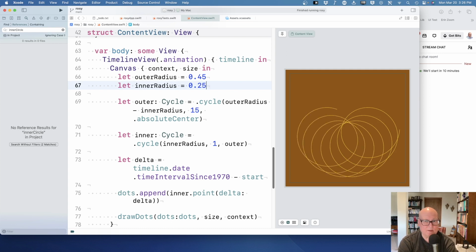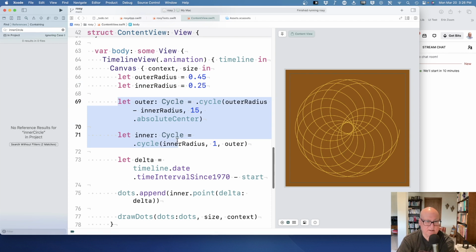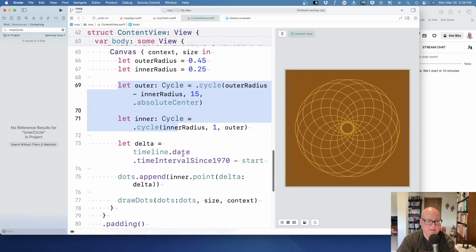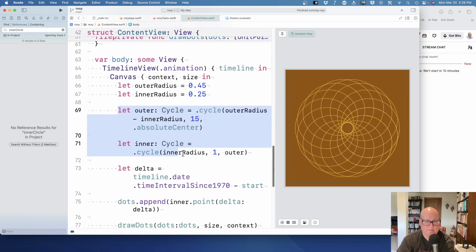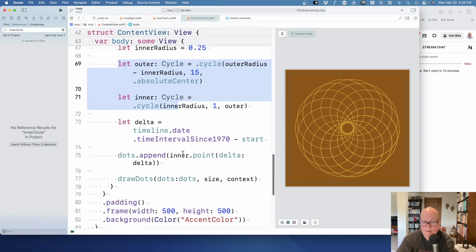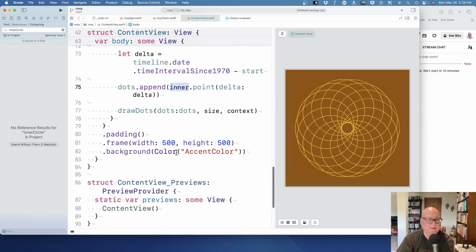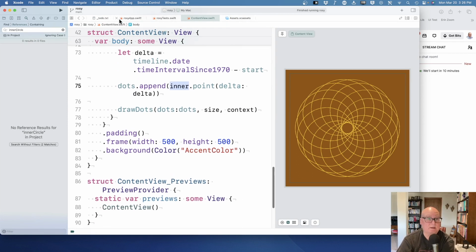So I'd like to create these objects. I'd like to pass these objects in, honestly. Right? And then the computation is really figuring out delta and then asking this cycle for its point. All right. Well, that's a good place to pick up tomorrow then.